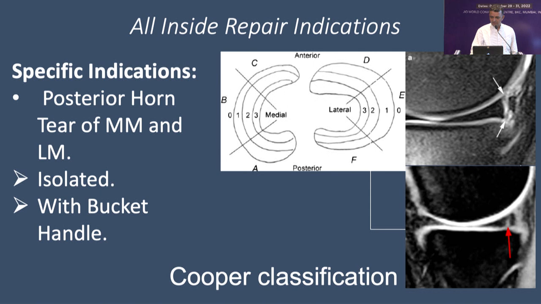In this picture, you can see the classification. This is a medial meniscus posterior horn, with zones 0, 1, 2, 3: red-red, red-white, and white-white. This is the area where we would like to go for the all inside repair technique. Of course, with the newer cannulas and newer systems there is an extended indication, and in the body also we can do all inside repair, but mainly it is on the posterior horn of the medial as well as lateral meniscus. In these images you can see a white arrow showing the meniscocapsular tear, and the other one is in zones 1 and 2. These tears are good for meniscal repairs.